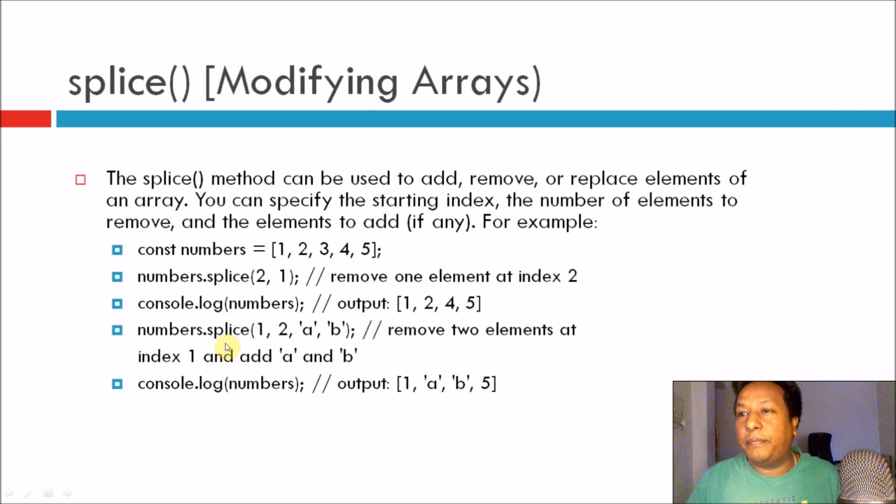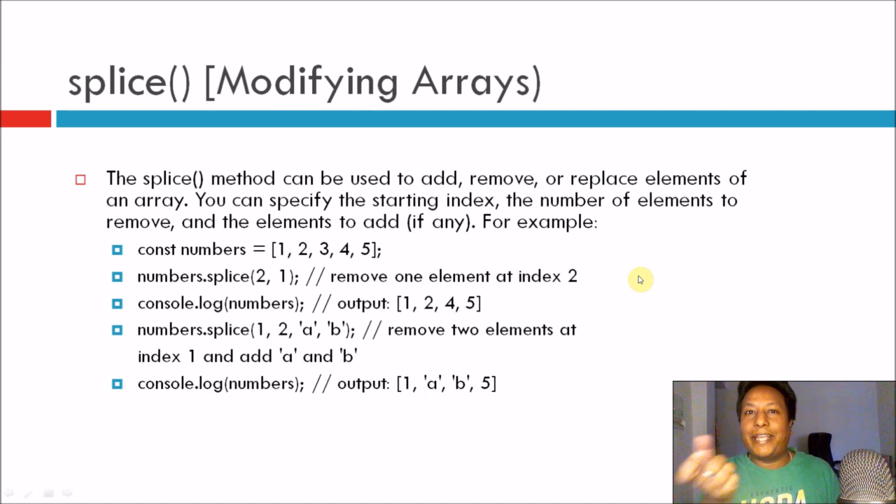Again, if we apply the splice method with 1, 2, A, B, it means at index 1 remove 2 elements. At index 1 we have the value 2. So from 2 remove 2 elements, 2 and 4. So we are left with 1 and 5. Then we have to add A and B. A and B will be added at this position. So the final output will be 1 A B 5. So we inserted after index 1, and 2 elements are deleted. So addition will be done first and then deletion will be done.